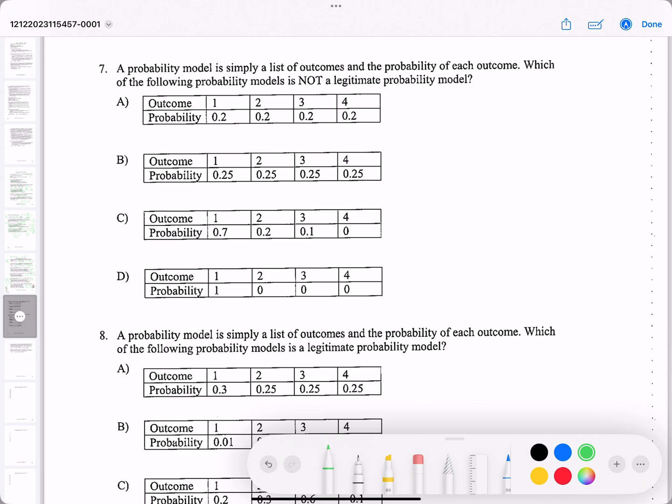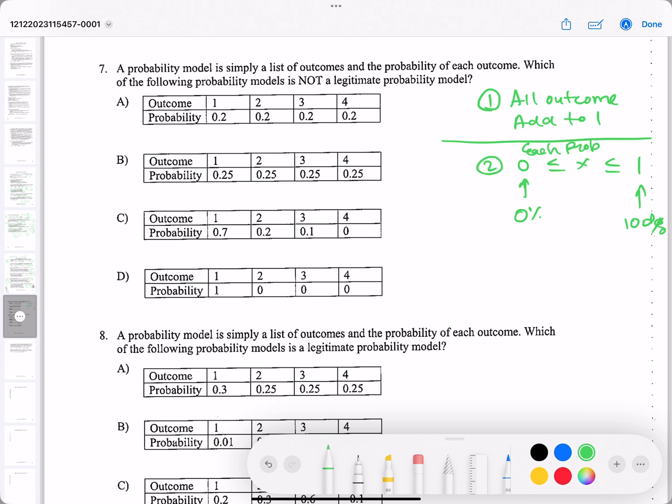Number 7, okay, for the probability model to be valid, you need all outcomes to add to 1. And then all probabilities need to be between 0 and 1, because 0 means 0% possibility and 1 means 100% possibility. So each probability, all right, so all outcomes add to 1.